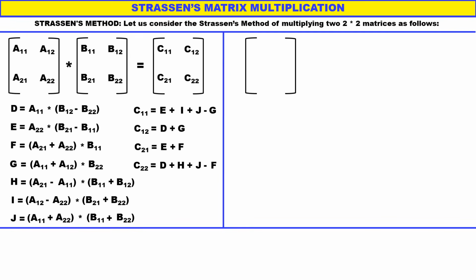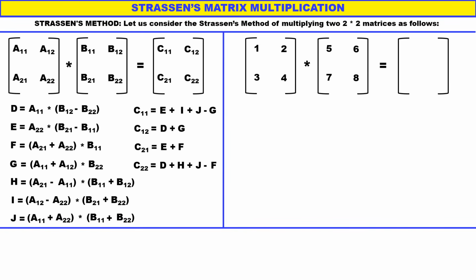For that, let us consider the same numerical example: 1, 2, 3, 4, 5, 6, 7, 8. Let us compute the answers. Now first we will compute the values of D, E, F. What is D? A11 into B12 minus B22. Yes, we got minus 2. E is A22 into B21 minus B11. Very good.